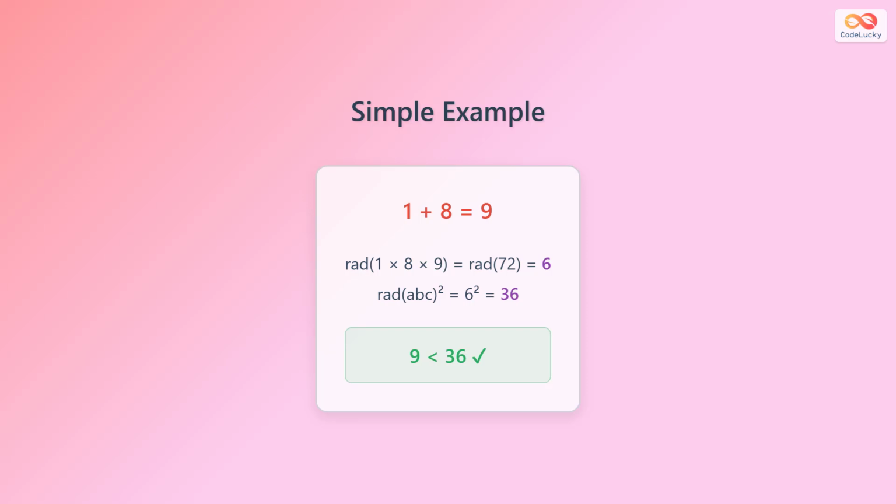Let's illustrate the ABC conjecture with a simple example. Consider the equation 1 + 8 = 9. Here A is 1, B is 8, and C is 9. The radical of 1 × 8 × 9, which is the radical of 72, is 6. Therefore, rad(ABC)² is 6², which is 36. Now, comparing C, which is 9, with rad(ABC)², which is 36, we see that 9 is indeed less than 36, which satisfies the conjecture.